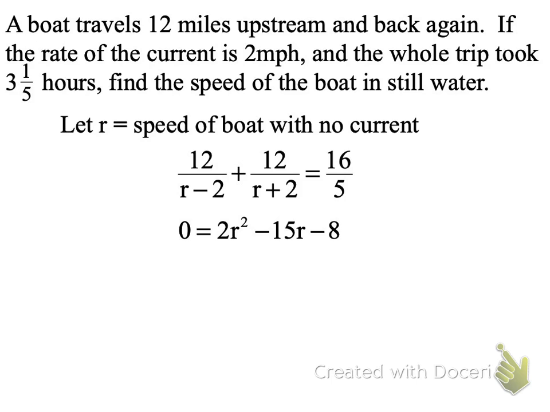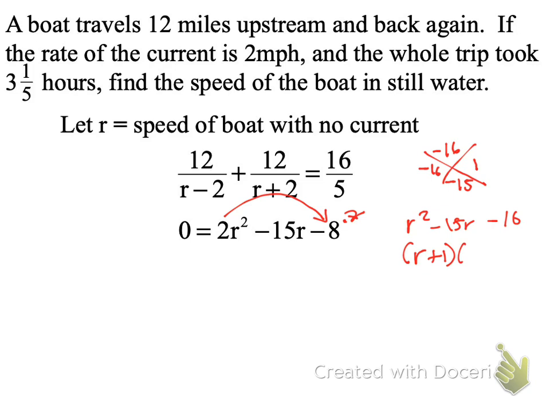I think they're just factoring. Let's do lead coefficient factoring. We haven't done it in a while. So how do we lead coefficient factor? We have to multiply 2 by negative 8. So I get what multiplies to negative 16. It's r squared minus 15r minus 16. What multiplies to negative 16 and adds to negative 15? 1 and negative 16. Good. So I get r plus 1 times r minus 16 equals 0.